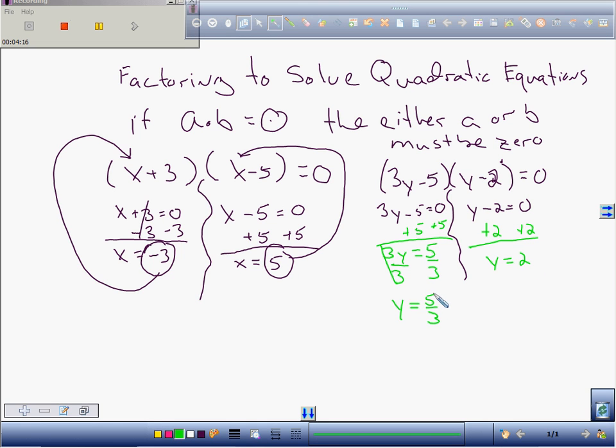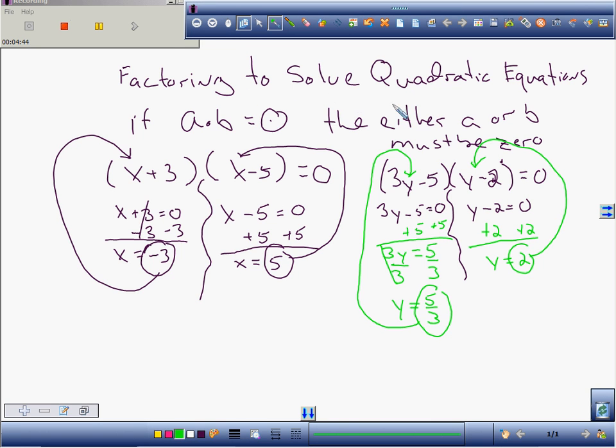So both of these, when I plug them back in, will make the equation 0. If I take 5/3 and put it in here, 3 times 5/3 gives you 5, and 5 minus 5 gives you 0. If I take 2 and plug it back in here, I get 2 minus 2, which is also equal to 0. Follow? Any questions on that? Now, we haven't really factored anything yet, so this is where it involves another step or two.